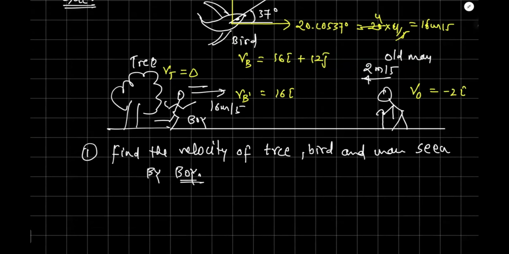Now I have to find every velocity with respect to boy. So I can find the velocity of tree with respect to boy, b dash, is equal to velocity of tree minus velocity of boy, that is 0 minus 16. So it is minus 16 meter per second.